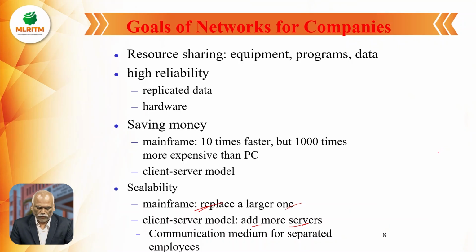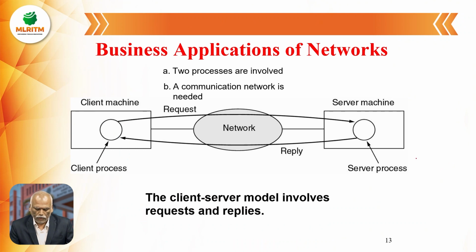Next, communication medium for separated employees. This is one example of a business application of a network, where two processes are involved. A communication network is needed, so a network is to be implemented between the client and server. The client machine runs the client process and the server machine runs a server process. The client can send a request signal through that network. Then the server can process the request and reply to the client as part of the communication. So the client server model involves requests and replies.